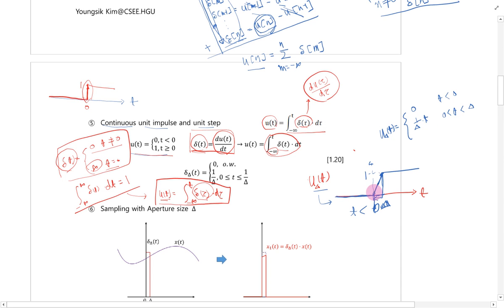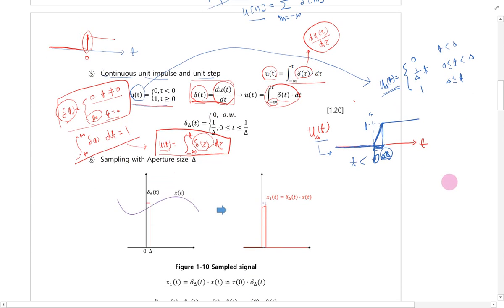So the slope is 1 over delta. The time change is delta, but the actual voltage change is 1. So the value is (1 over delta) times t. And if t is greater than or equal to delta, then it should be 1. Okay, so this is the definition of u delta(t). You can think of the approximation of the unit step as expressed this way. This is an approximation of that. And then what about the derivative of u delta(t)?